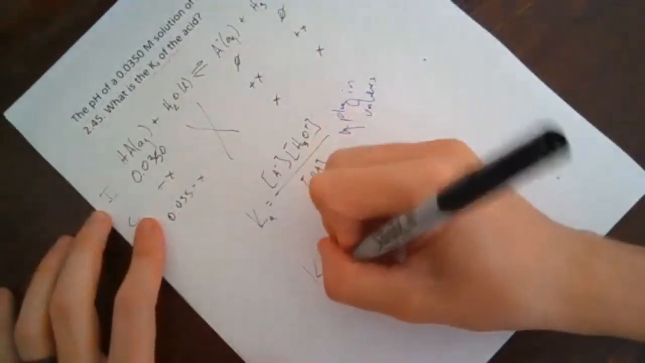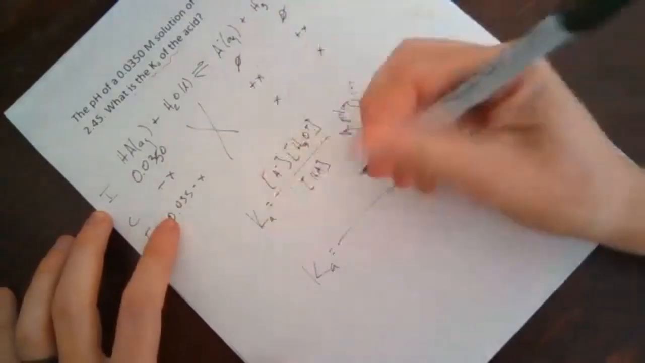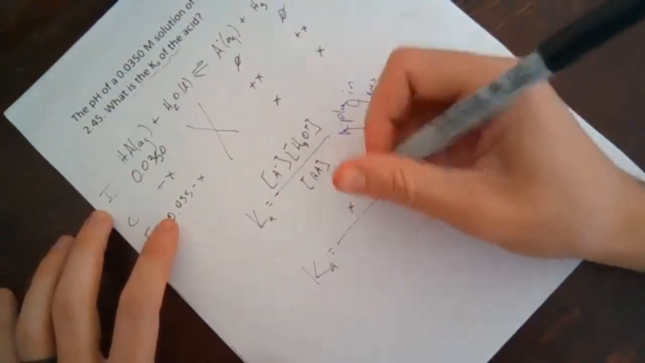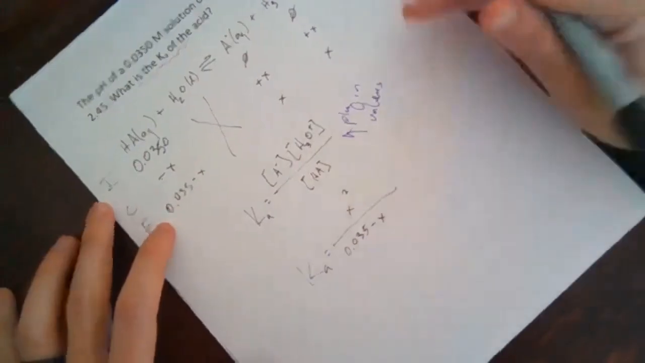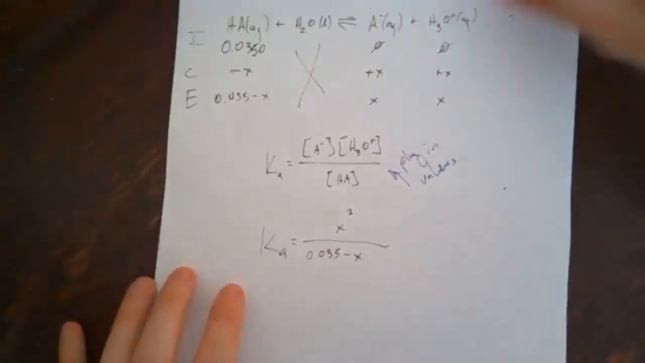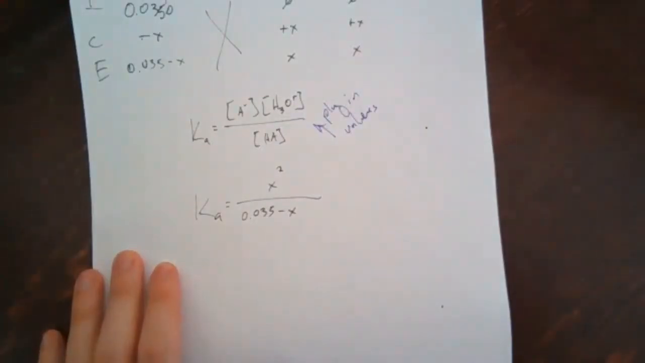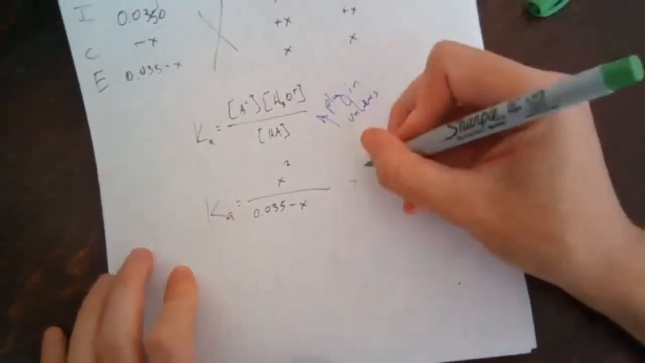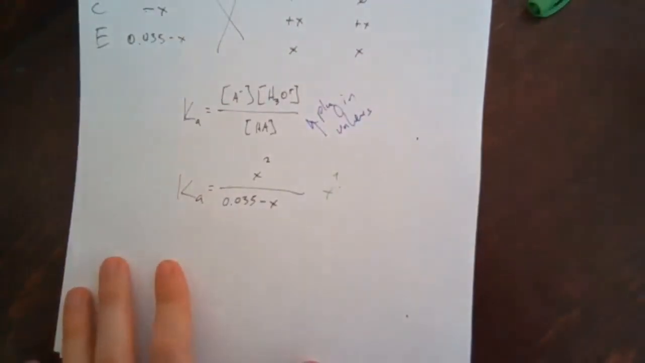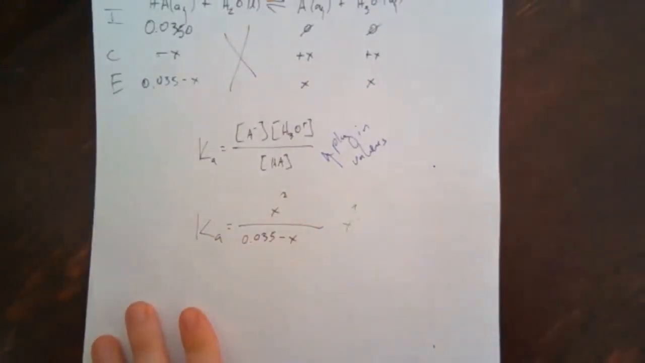At equilibrium, the acid is 0.035 minus x. So I can now write this out as Ka is equal to the x's that plug in there. I'm expecting to see x squared over 0.035 minus x. If I plugged in values, I'd be done. Now all I need is, what is x equal to? If I had a value for x and I could plug it in, I'd be done.